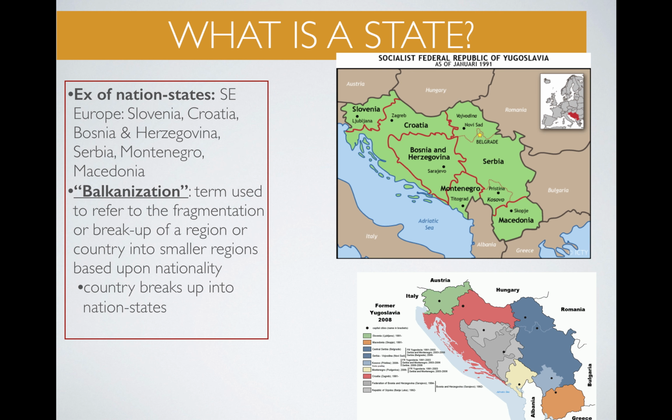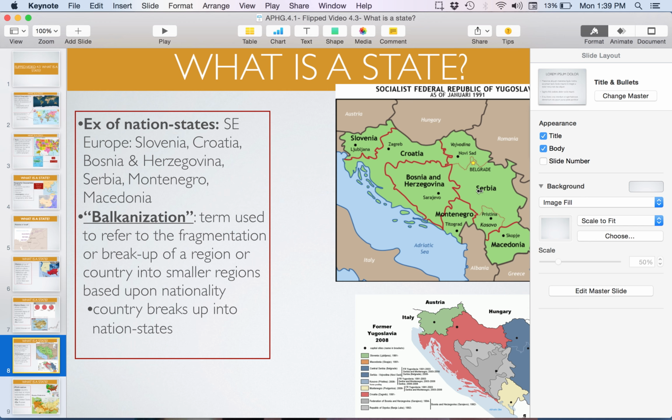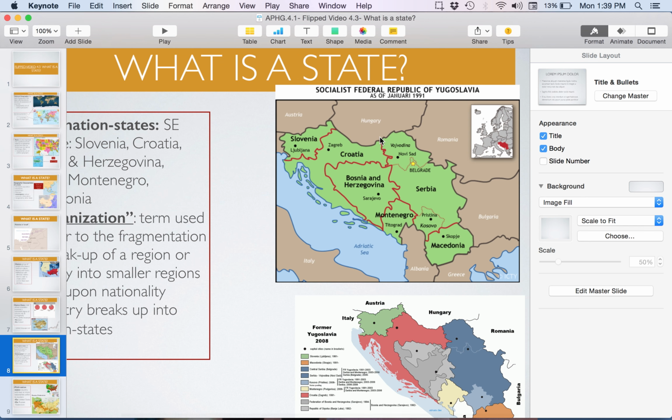Another example of nation states would be found in southeastern Europe. This territory right here is what used to be known as Yugoslavia. Now, Yugoslavia underwent a particularly tragic ethnic cleansing and conflict in the 90s. As a result, this area shown in green is now fragmented, split apart into separate countries that are all based upon nationality, based upon ethnicity. So what was once a quite diverse area fell apart into these different countries that are all now individual nation states.